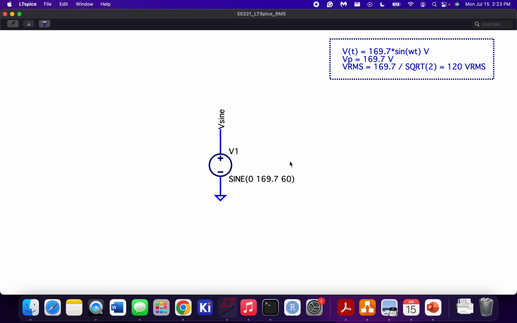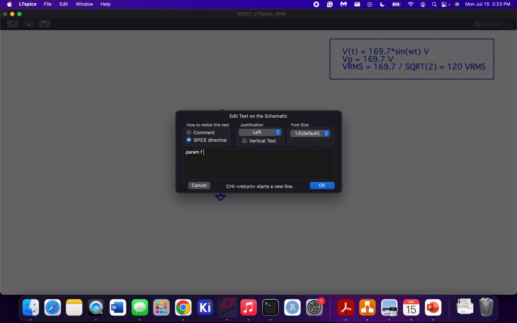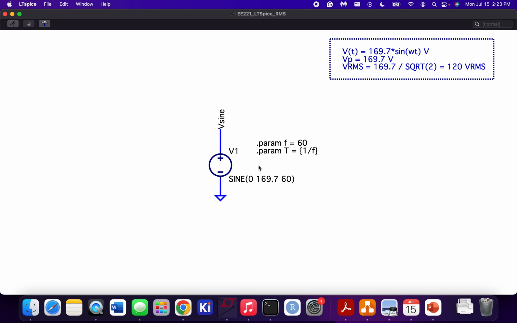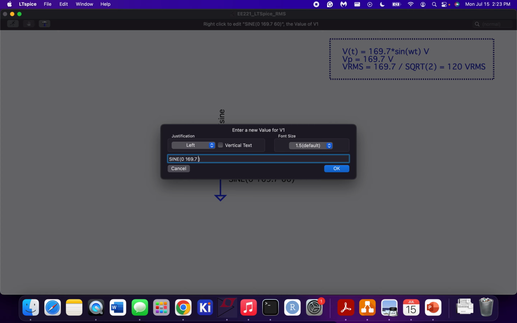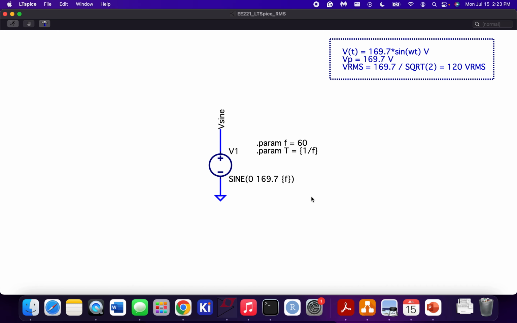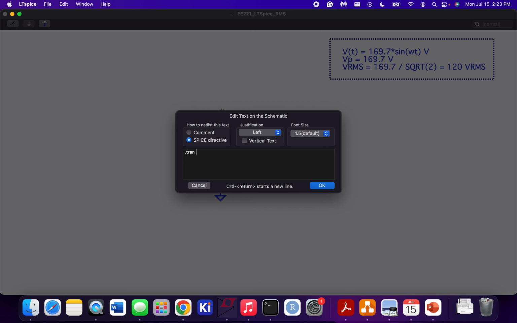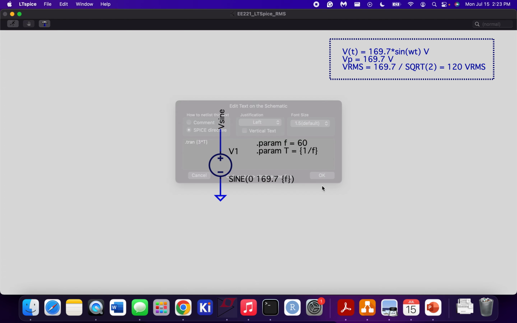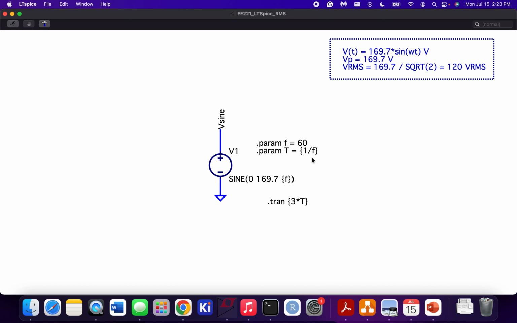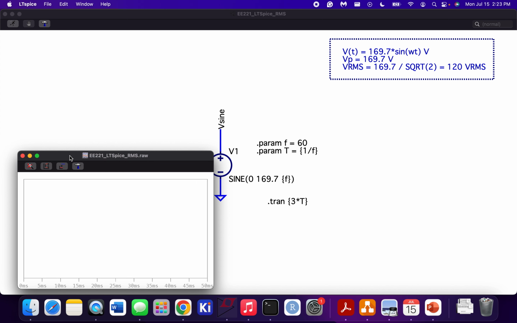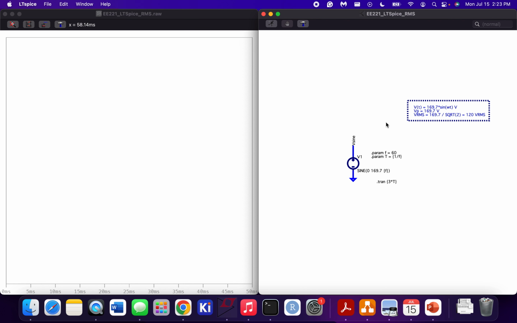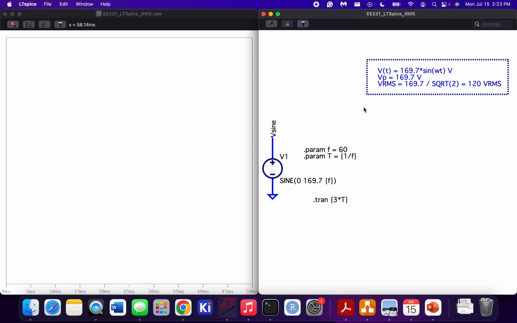All right, let's parameterize the frequency here. Let's say .param f = 60. I'll give myself a parameter for the period, which is 1 over f, of course. And then instead of saying 60 here, I'll just say f. What this allows me to do is run my transient for a particular number of periods. Let's just do 3 periods at 60 hertz. And then when we run, of course, we expect to see 120 for the RMS value. Let's just blow this up. All right, that's good enough.